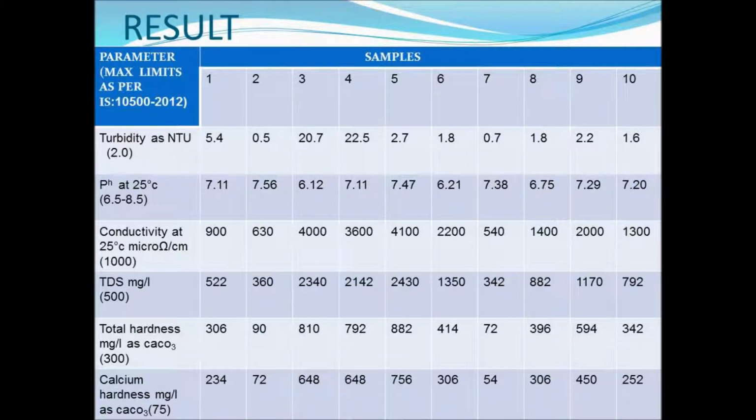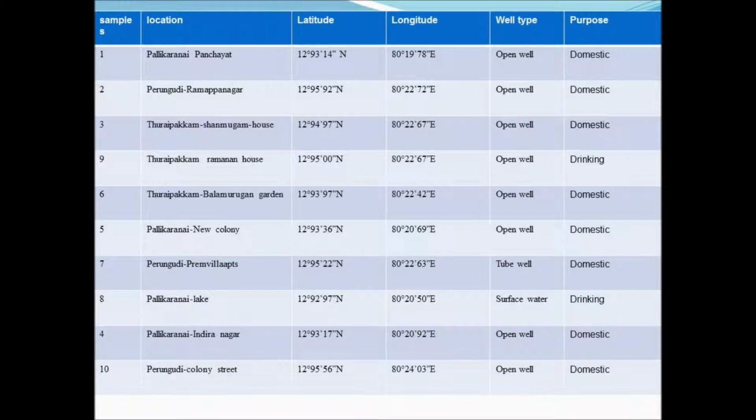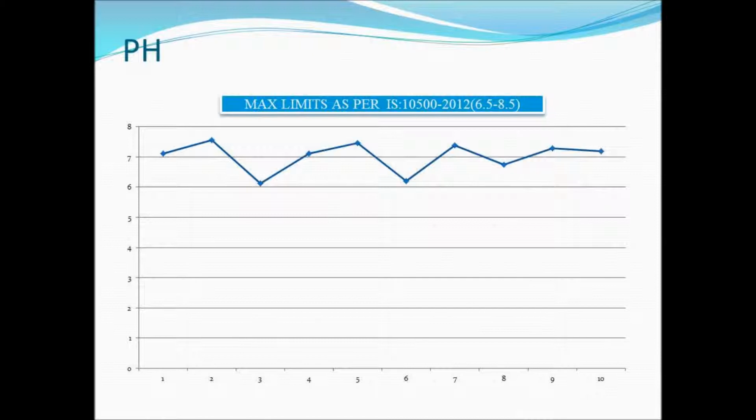This is the result of the collected samples for 13 parameters such as pH, NTU, calcium, carbonate, magnesium, sulfate and iron. This is the location of the collected samples, where surface water and groundwater were collected. This is the result of turbidity, which exceeds the BIS standard in sample 2. This is the pH range; the BIS standard is 6.5 to 8.5. This must be within the limit.